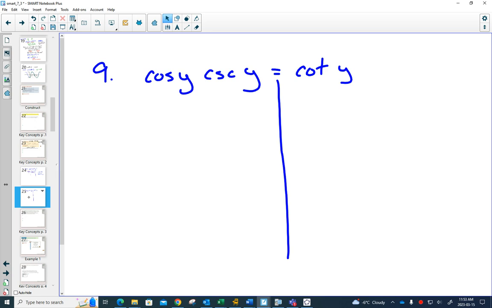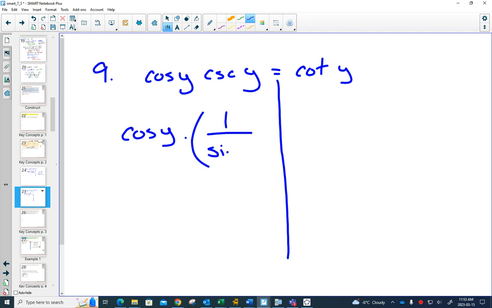So in this question, I would keep cos the same. No need to change it because it already has cos. But I would take cosecant and change it to 1 over sine. I would take cotangent on the right-hand side, and I have 2 options, but I would choose to change it to cos over sine.